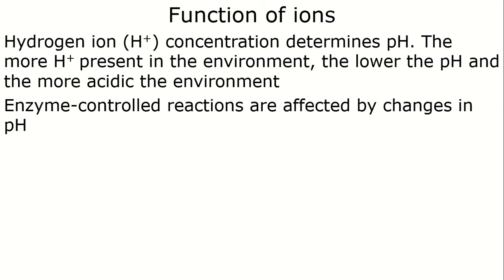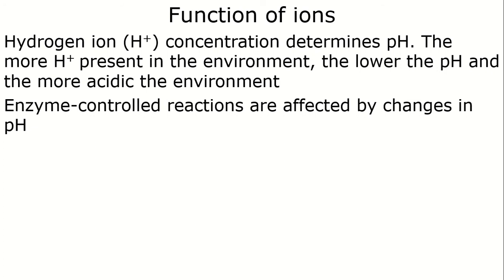So we know that our enzymes all have an optimum pH, and if there are suddenly more hydrogen ions present within the environment that this enzyme-controlled reaction is occurring in, these hydrogen ions will cause the bonds in our enzyme to change and be broken, and this will cause a change to the enzyme's active site, meaning that our reaction rate will first slow down and then it will stop completely.